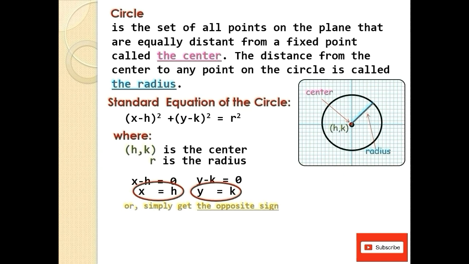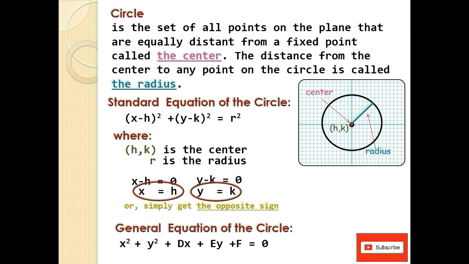Sometimes, the equation of the circle is given in the general form: x squared plus y squared plus dx plus ey plus f equals 0. Now, let us observe how these formulas are applied.